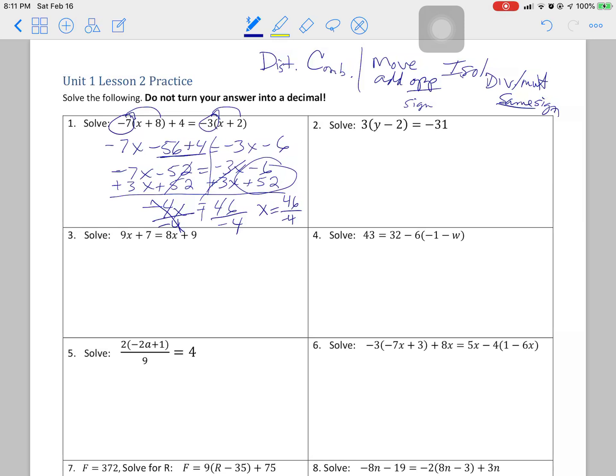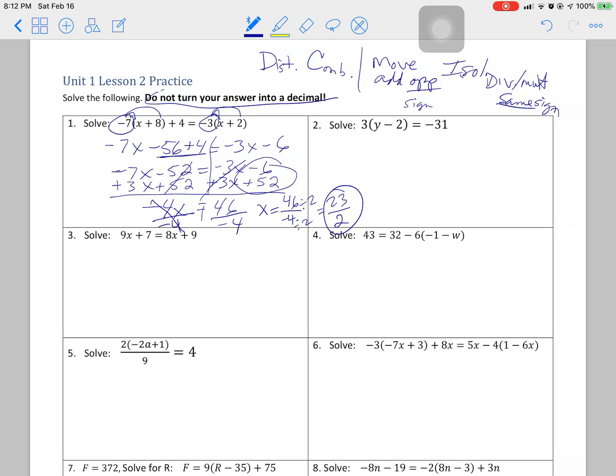It gives me a decimal, but it says right here, do not turn your answer into a decimal. And I think on the key, I did that. So the 4 doesn't go into it. Let's divide by 2 because they're both even, right? So 46 divided by 2 is 23, and that's a 2. So that's my final answer for that one. Okay, I could put that up there and check, but that's going to be a very hard check. So I'm just going to leave that on there.